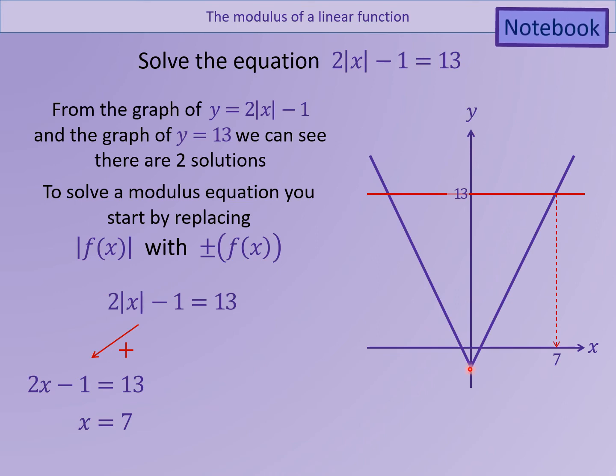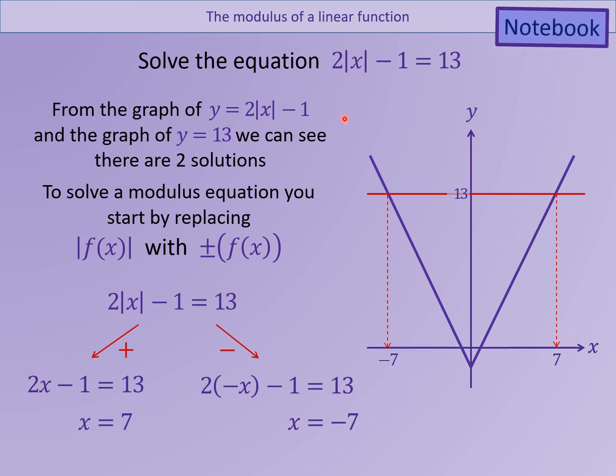The other solution we get is if that mod x value was negative. Now if that mod x value was negative, what I end up with is 2 lots of minus x, minus 1 equals 13, in which case x is going to equal minus 7. Let me check it. You put minus 7 back in. The modulus of minus 7 is positive 7, times by 2 is 14. 14 take away 1 equals 13. So x equals minus 7 is that second solution.